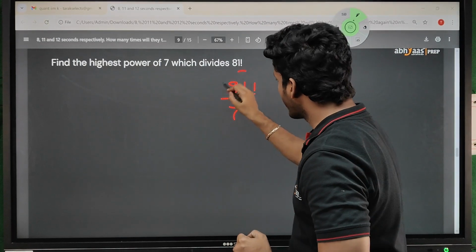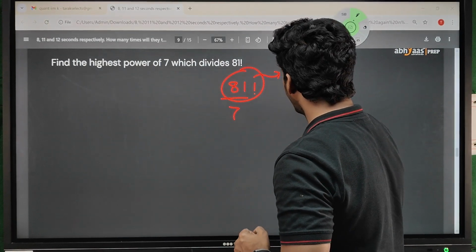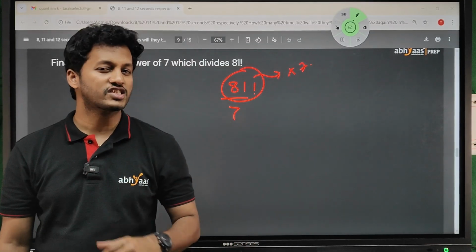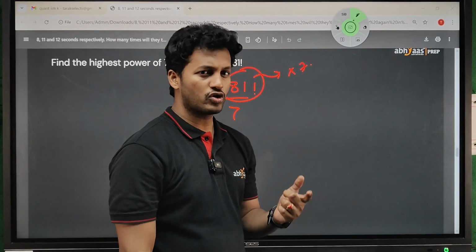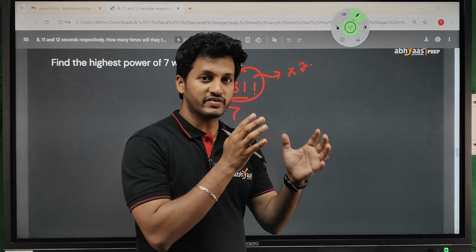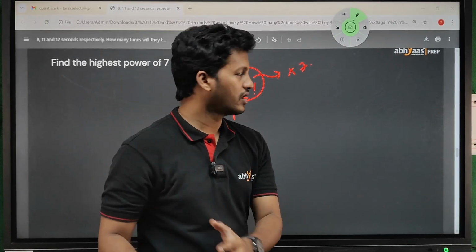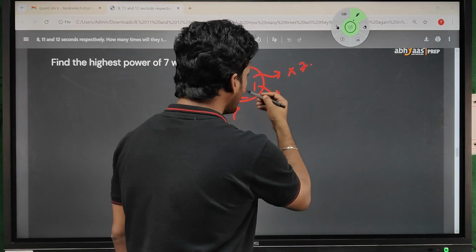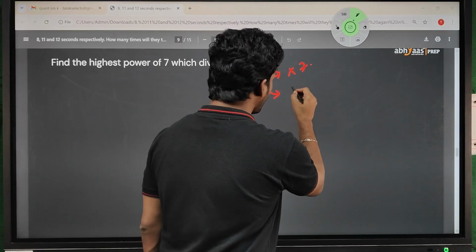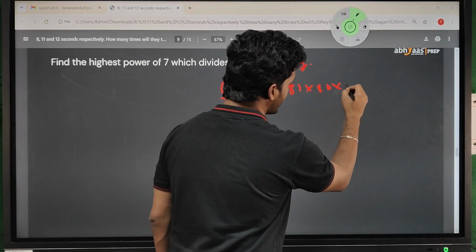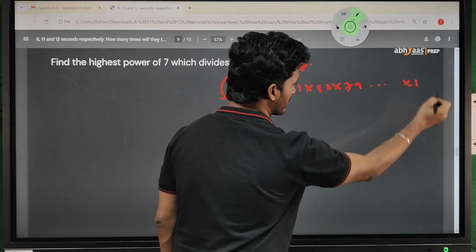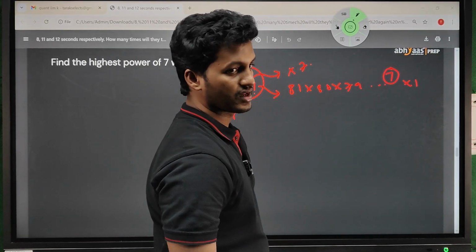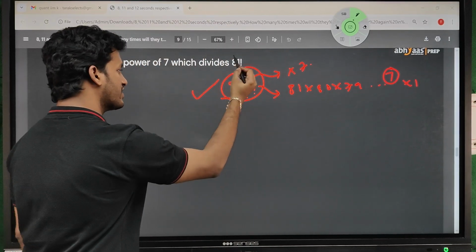Because 81 factorial consists of at least one multiple of 7, because it's a factorial, it's not just an integer, right? I hope you understand the difference between 81 factorial and just 81. 81 factorial is nothing but you multiply the numbers down to 1 from 81. So 81 into 80 into 79 and so on up to 1. In that we will come across 7 at least, right? That means 81 factorial is divisible by 7.